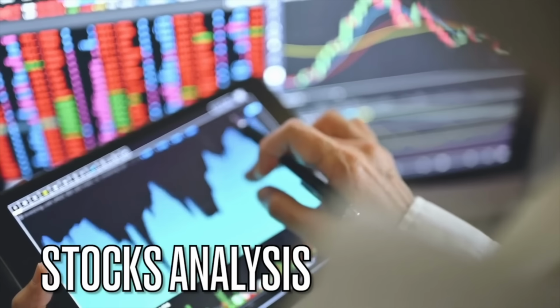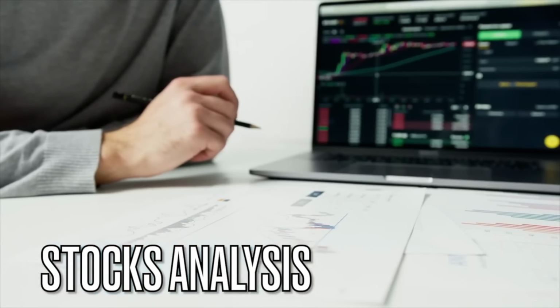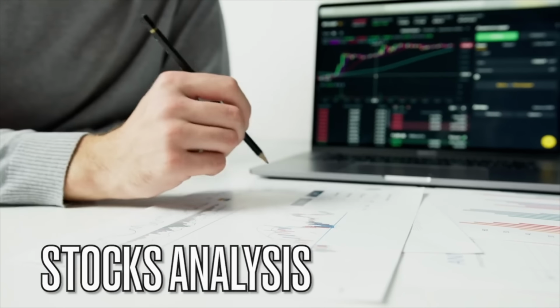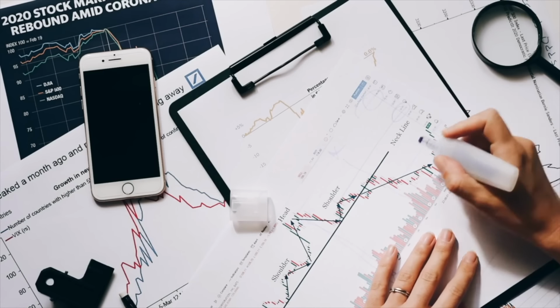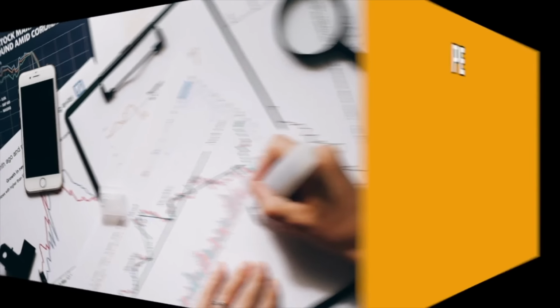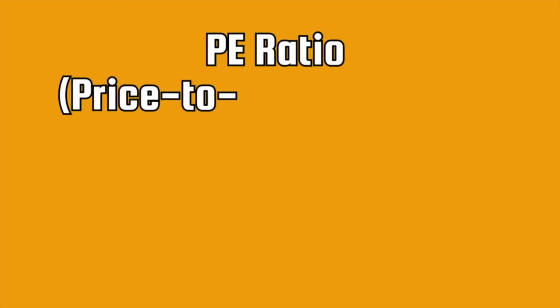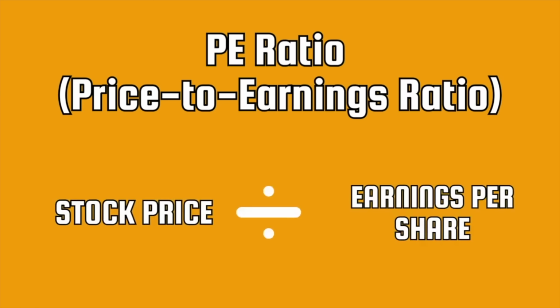Stocks analysis is the process of evaluating stocks for investment, often using fundamental and technical analysis. Let's take a look at some of the ways stocks are valued. First up, we have the PE ratio. This is price to earnings ratio. This valuation metric is calculated by dividing a stock's price by its earnings per share.